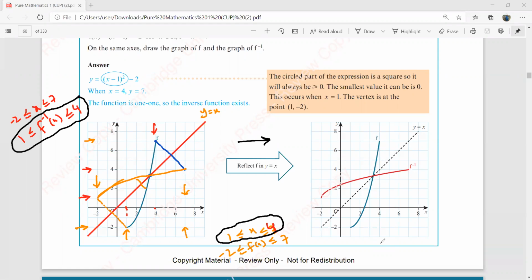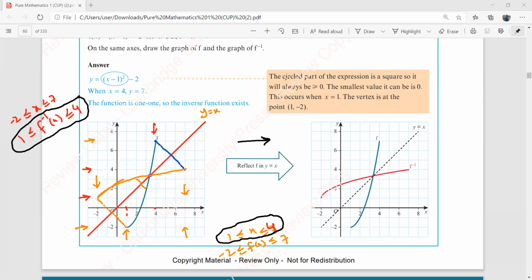Now, you must note it down that if you want to sketch the graph of the inverse of a function, you have to reflect the graph of f of x in the line y equal to x. In the line y equal to x. So how can we draw the graph of the inverse of a function? You can reflect the graph of the function in the line y equal to x. Yes, a reflection in y equal to x.